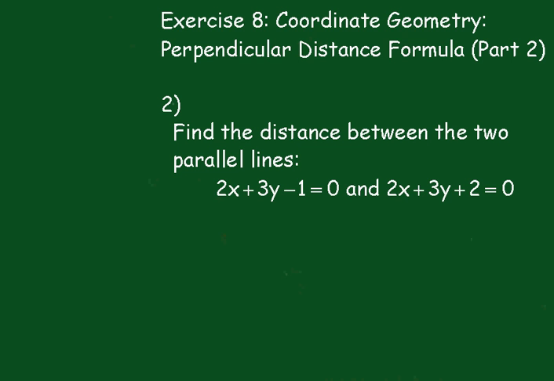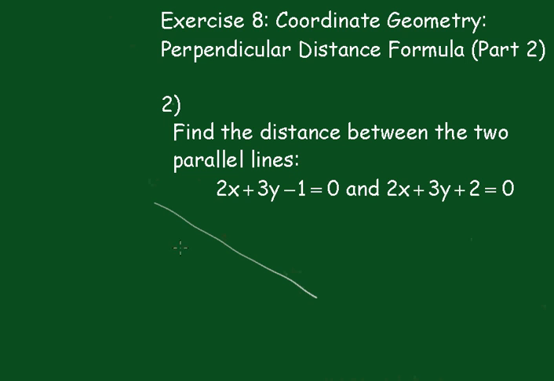Okay, number 2, we have to find the distance between the two parallel lines 2x plus 3y minus 1 equals 0, and 2x plus 3y plus 2 equals 0. Now, to do that, pause the video. Okay, now here we go.